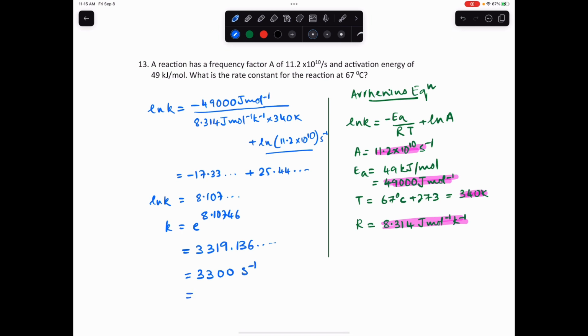And you can even write this in scientific notation. So that should be 3.3 times 10 to the power 3 per second.